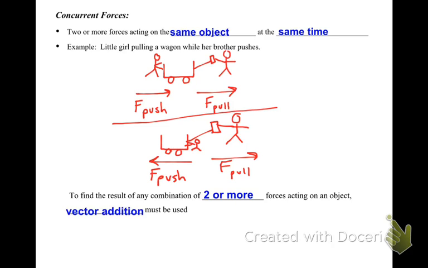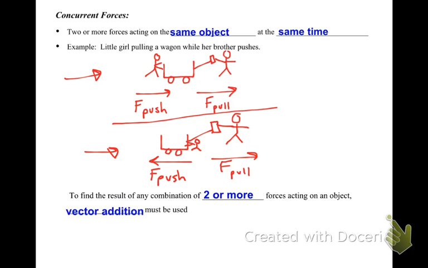Both of these are examples of concurrent forces, simply because they're acting on the same object, the wagon, at the same time. So her brother is pushing at the same time that she is pulling. It doesn't matter that they're in opposite directions in this particular example, or that they're in the same direction for this particular example. Both are examples of concurrent forces.